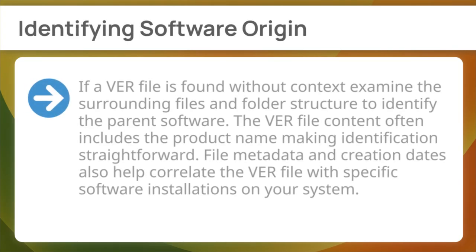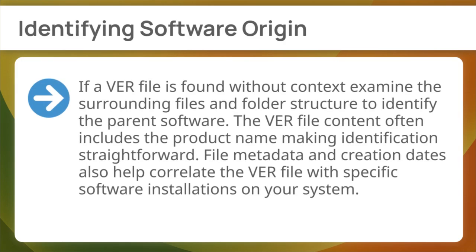Finally, identifying software origin. If a VER file is found without context, examine the surrounding files and folder structure to identify the parent software. The VER file content often includes the product name, making identification straightforward. File metadata and creation dates also help correlate the VER file with specific software installations on your system.